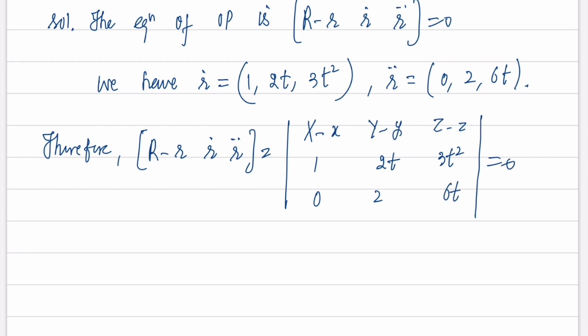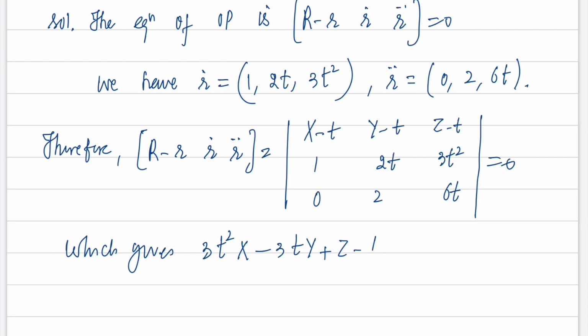This is equal to 0, which on evaluation gives the equation, we can write this as x minus t, y minus t square, z minus t cube. Now this gives 3t square x minus 3t y plus z minus t cube is equal to 0. So this is the equation of the osculating plane to our given curve at any point t.